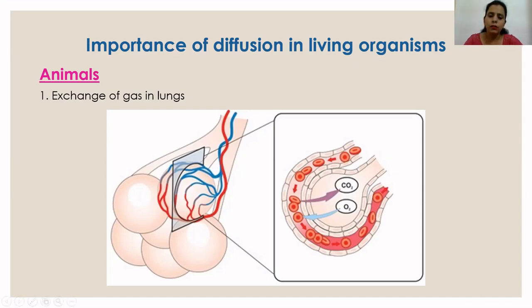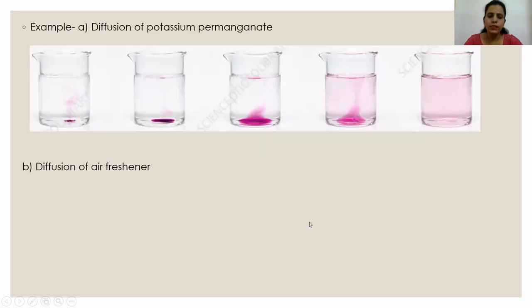If you look here carefully, in this particular case, alveoli is again made up of cell. It is one cell thick. Okay, so alveoli is having a cell membrane. Alveoli is surrounded by a cell membrane. So in this example of diffusion, cell membrane is involved. But if we look at the previous slide, when we talk about diffusion of air freshener or diffusion of potassium permanganate crystal in water, no cell membrane is present.